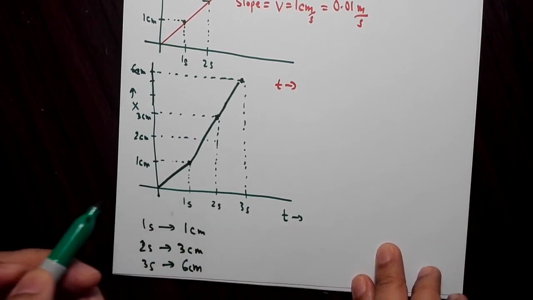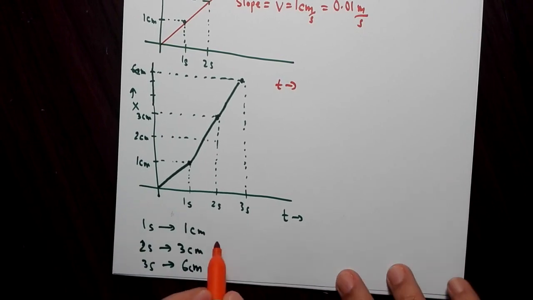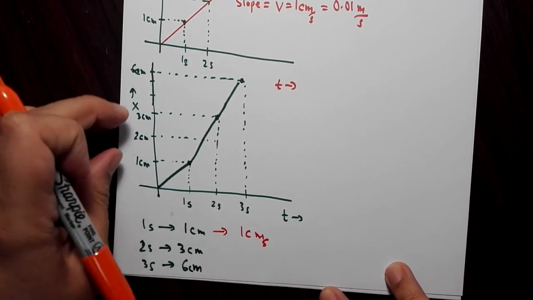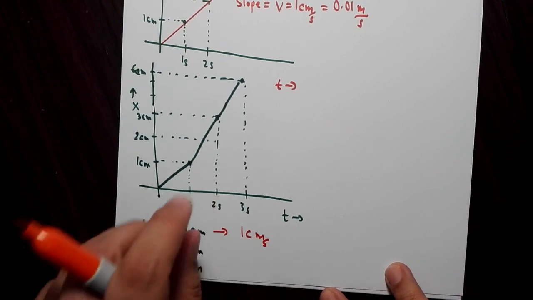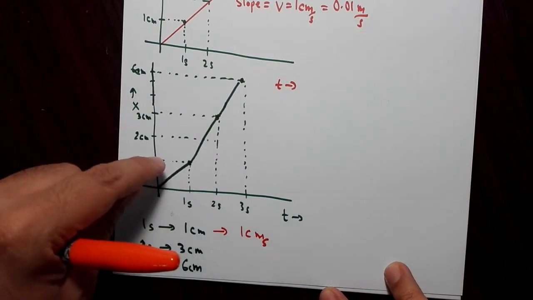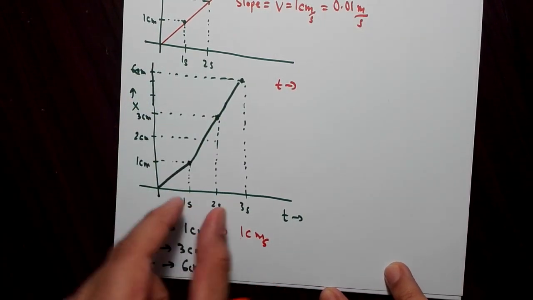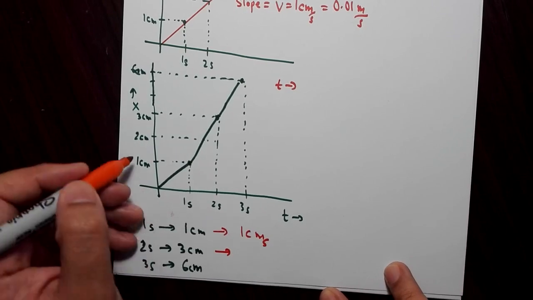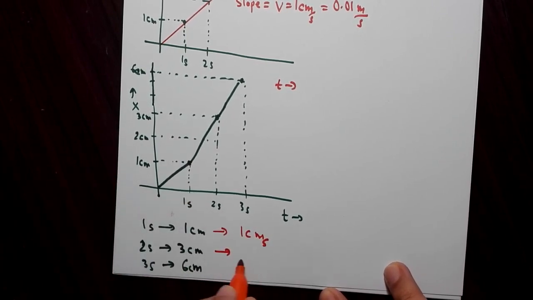So in the first interval, his velocity is 1 centimeter per second, right? And you can see that this interval is 1 second, so the slope of this line will give you the velocity of the object, right? So 1 second and 2 seconds, the velocity during this interval from 1 to 2 seconds is going to be 2 centimeters per second, right?